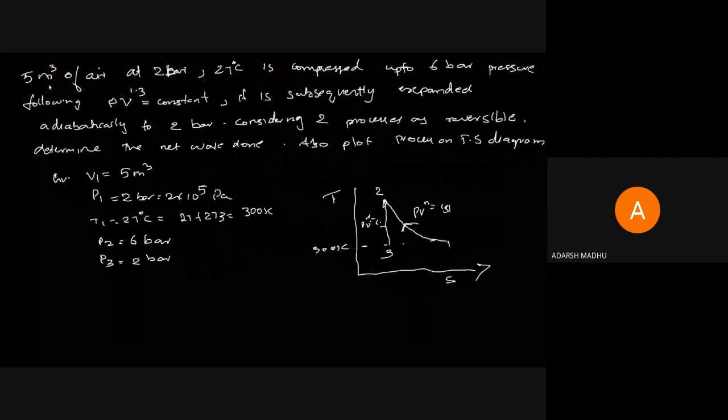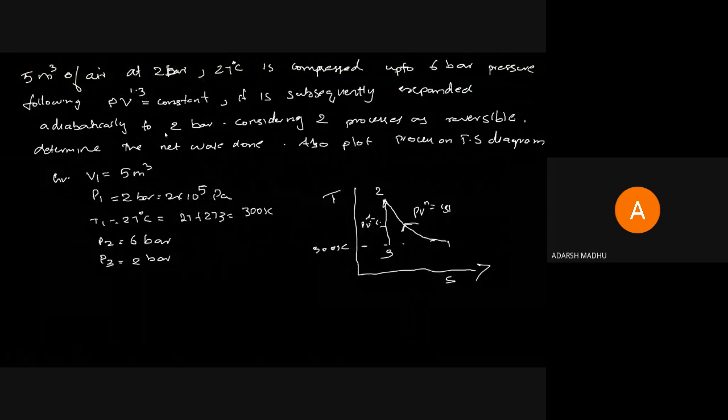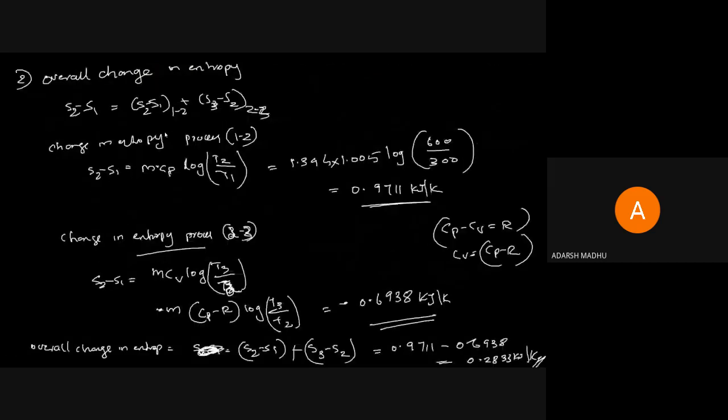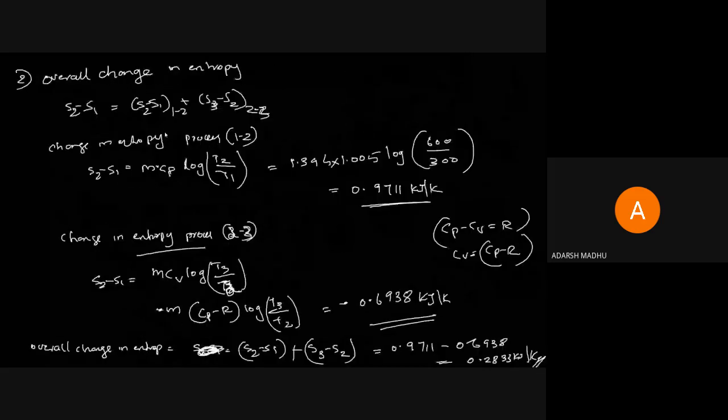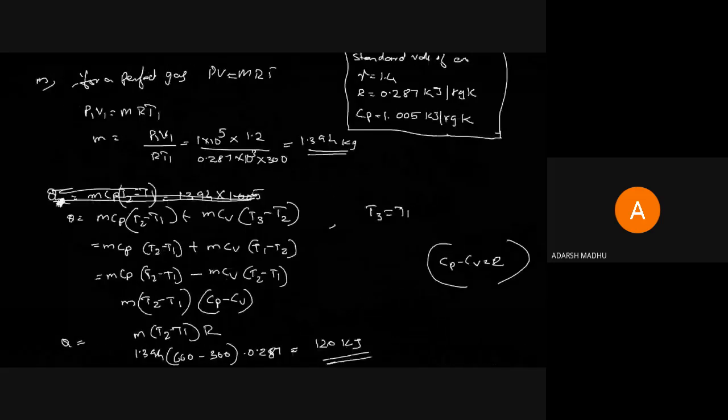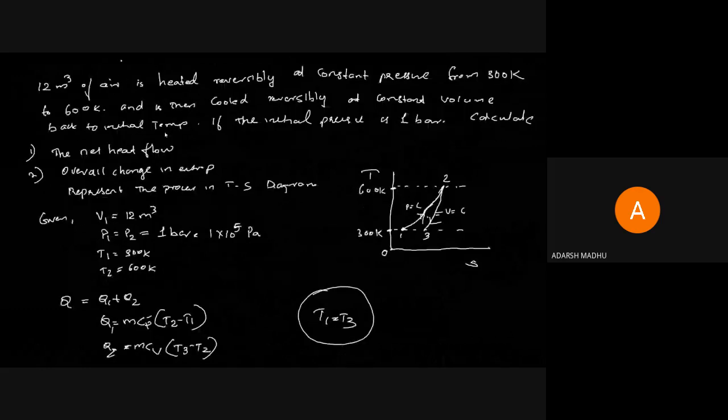This is the problem we had discussed last class: change in entropy for a closed system, an entropy problem related to the third module. For that problem, we want to find the overall change in entropy and the net heat flow.